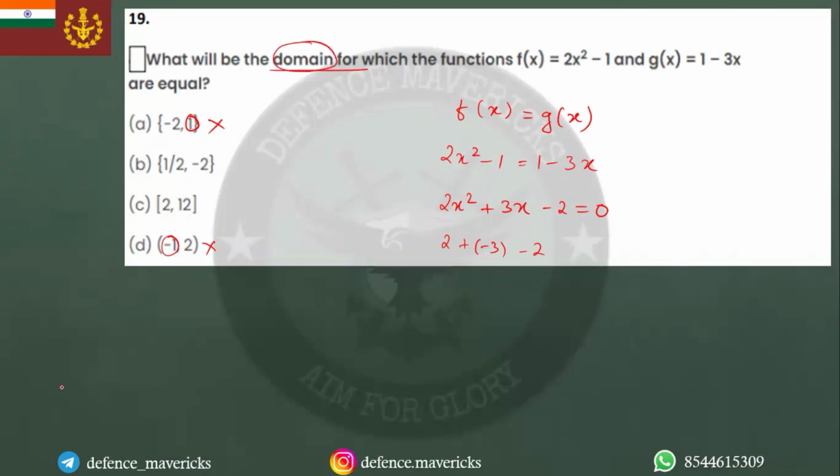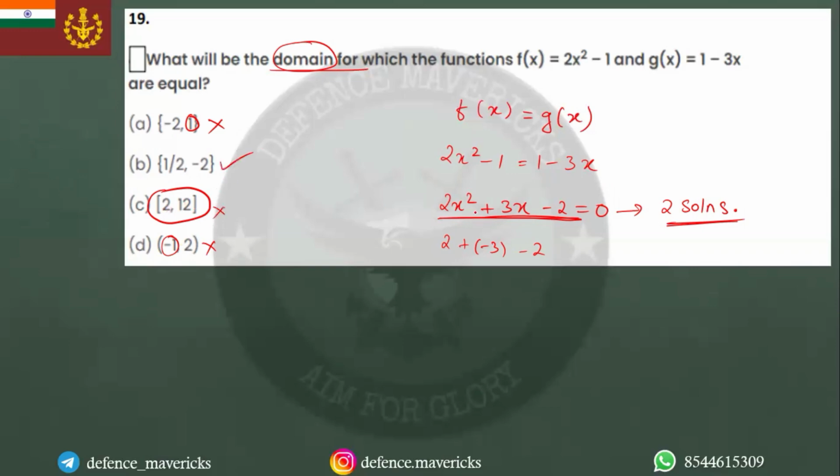Now see, domain means only those values which can satisfy. मतलब इसके कितने solutions होंगे? इसके 2 solutions होंगे. If you see the brackets used in this are closed brackets. So closed bracket means everything between 2 and 12. That is not possible. We know that this equation will have only 2 solutions. So if it is only 2 solutions, this is anyway not possible. This will be your answer.